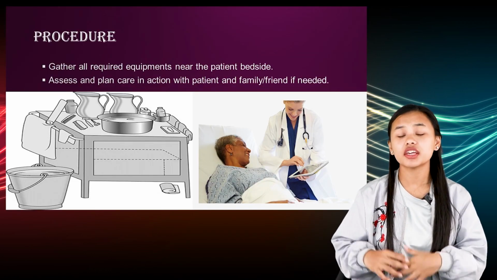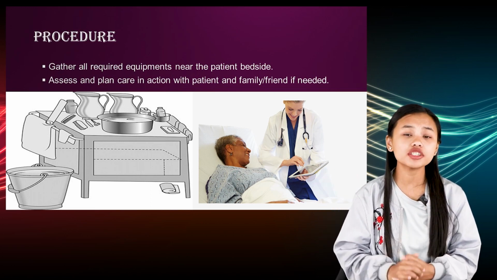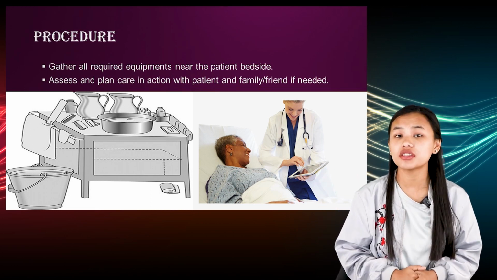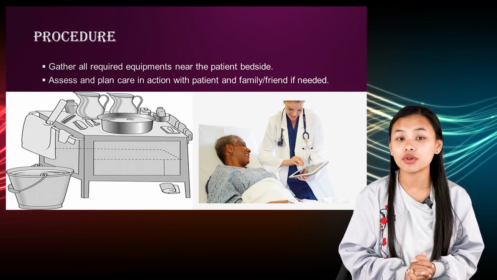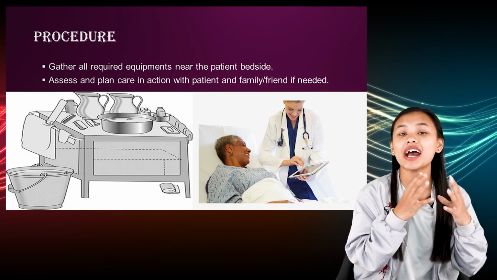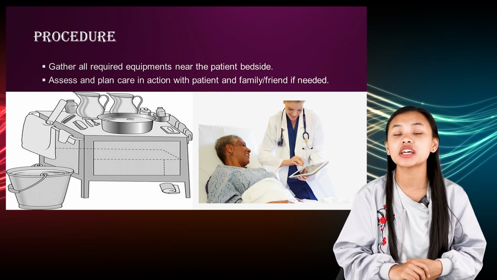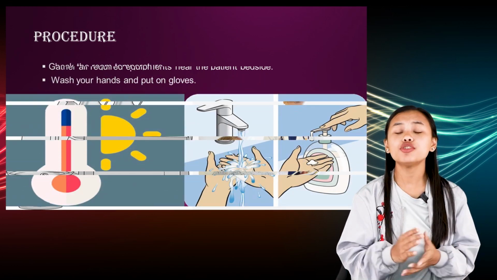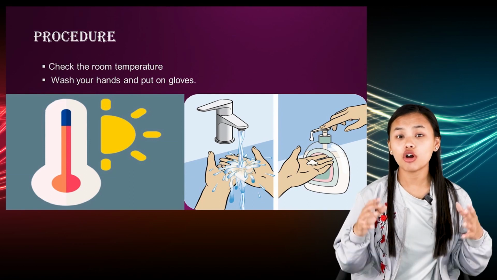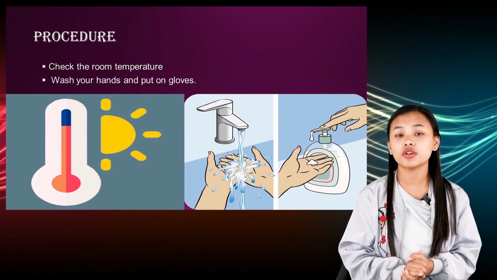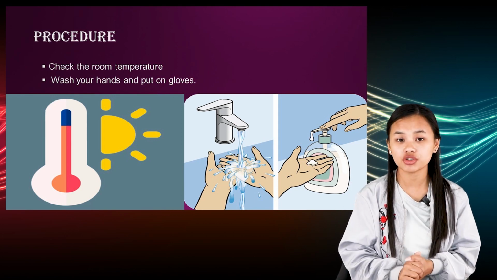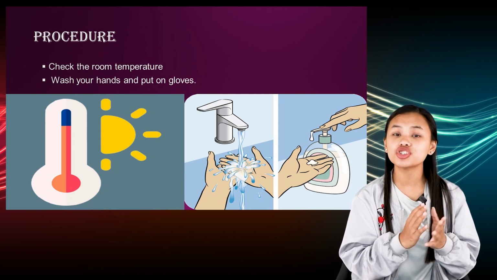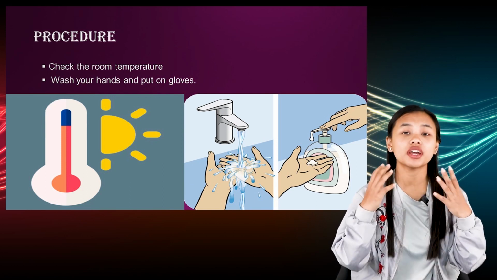And after this is done, then you must assemble all those articles which we have discussed near the patient's bedside. You must also assess and plan care in action with the patient as well as with the family members if it is required. And you must also check the temperature of the room. Here, it is very important that the room temperature must be favorable to the condition of the patient, right? So if the air conditioner is not needed, then you can switch it off.